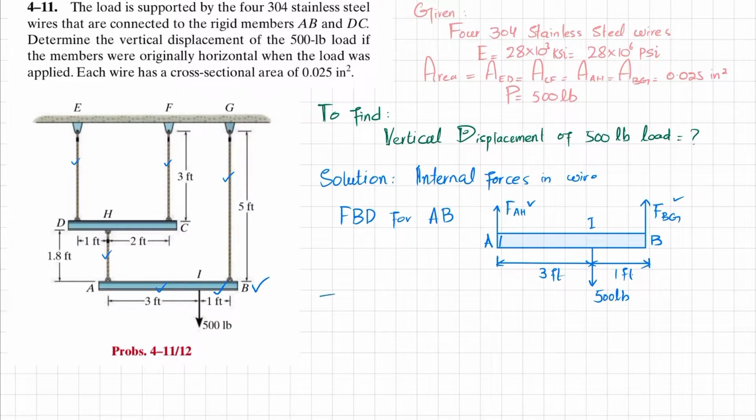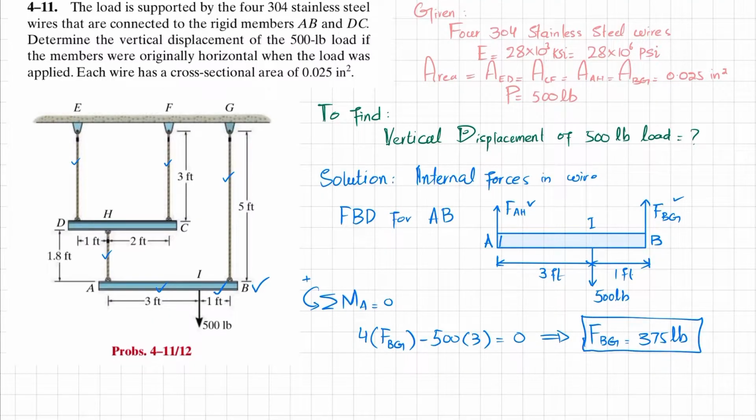So we will apply the equilibrium condition: the sum of all moments about point A is equal to 0, taking the counterclockwise moment as positive. Now at point A, one moment is due to 500 with perpendicular distance 3 feet, and it will be clockwise. The other moment is FBG with perpendicular distance the total 4 feet, and it will be counterclockwise. Their sum must be equal to 0. So 4 feet into FBG, counterclockwise, minus 500 into 3 is equal to 0. We are taking moment about point A, so FAH does not appear. From here you will get FBG equal to 375 pounds.